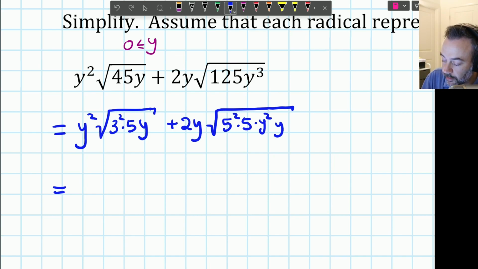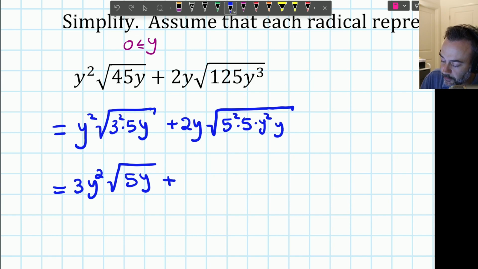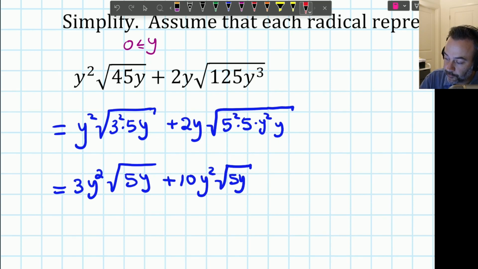And I can see that a 3 is going to come out of this. Square root of 3 squared means a 3 comes out. And actually, that's it. I've got y squared and then square root of 5y. Now on the next one, I can see a 5 comes out because there's a 5 squared under the radical. When the 5 comes out, it'll multiply by the 2, so I'll get 10. And I've got a y out here, and I can see that another factor of y is going to come out. Square root of y squared, a factor of y will come out, and I'll have y squared. What am I left with on the inside? 5y.